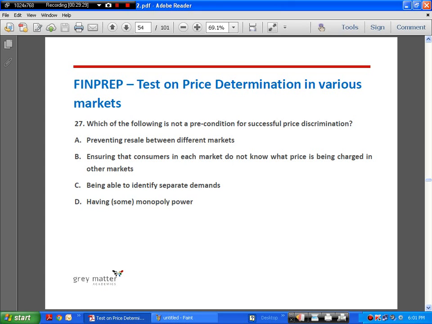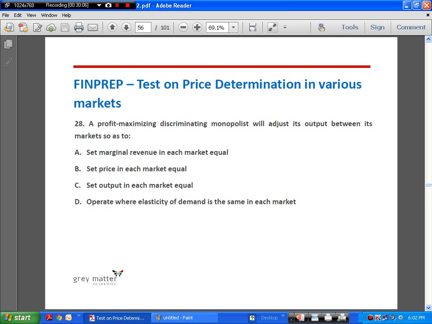So, price discrimination is possible only if resale is not possible between two different markets. And definitely the two different markets should have different elasticities of demand, only then price discrimination is possible. And to discriminate, the firm should have some monopoly powers. Therefore, the right answer is option B, because it is not a precondition for implementing price discrimination.